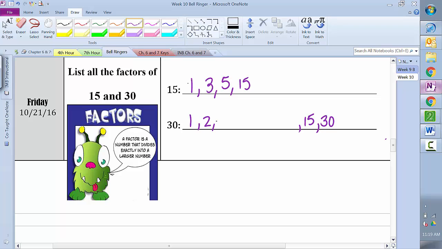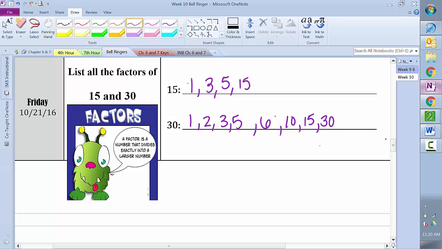This is probably an easier trick for you. I always start at the ends and I start working my way towards the middle. Does 3 go into 30? Yeah, 3 and what number? 10. Beautiful. Does 4? No. What about 5? 5 and what number? 6. And look at that. There's nothing else to test. We've hit a point where there's nothing in between 5 and 6. Those are all of the factors of those two numbers, and that's what we're getting into today.